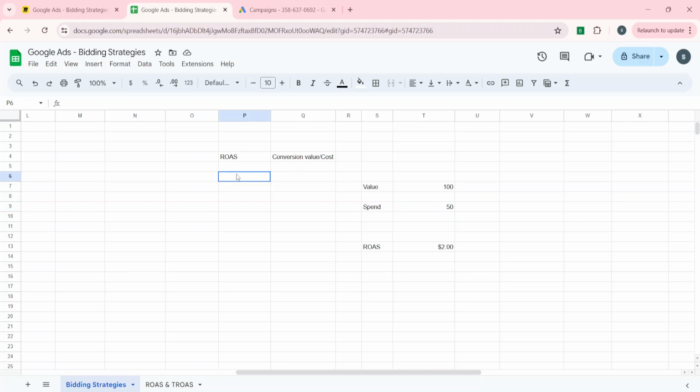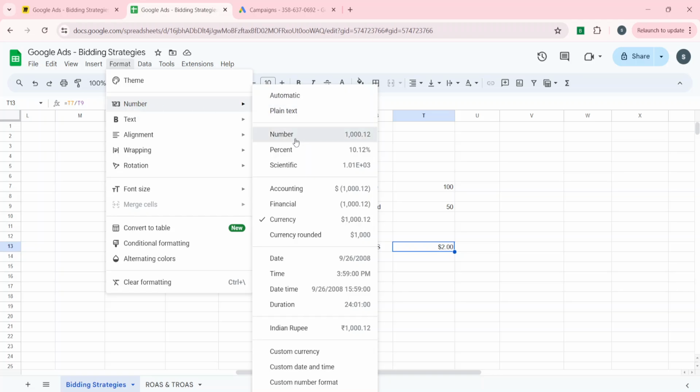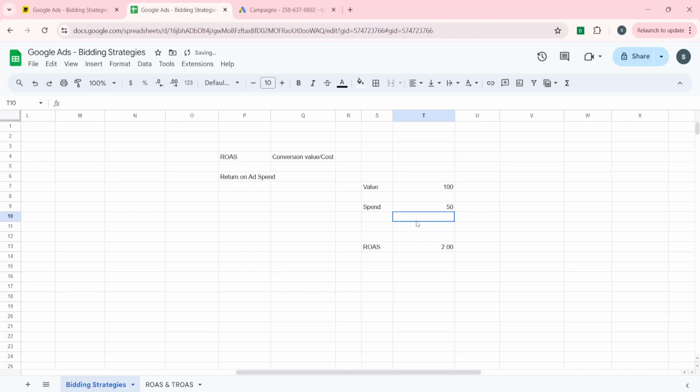What is the abbreviation for ROAS? It is return on ad spend, right? Let's keep it in number format only. Here we have generated 2 times of the spend. The value is 100, but we have spent only 50 rupees. So that means we have generated 2 times of the spend.